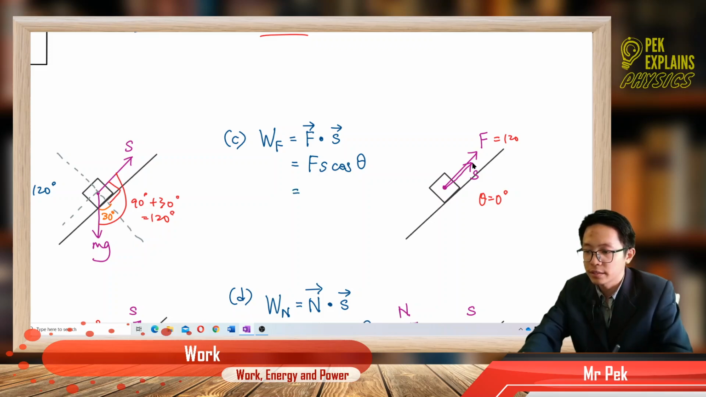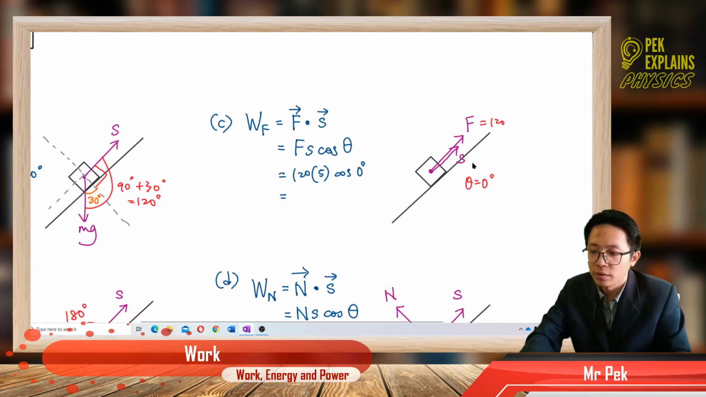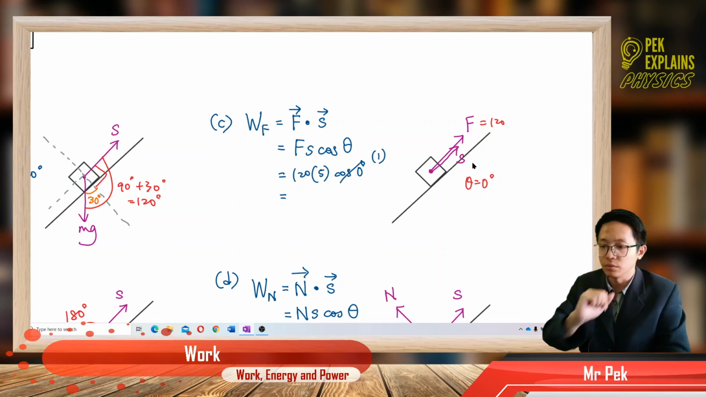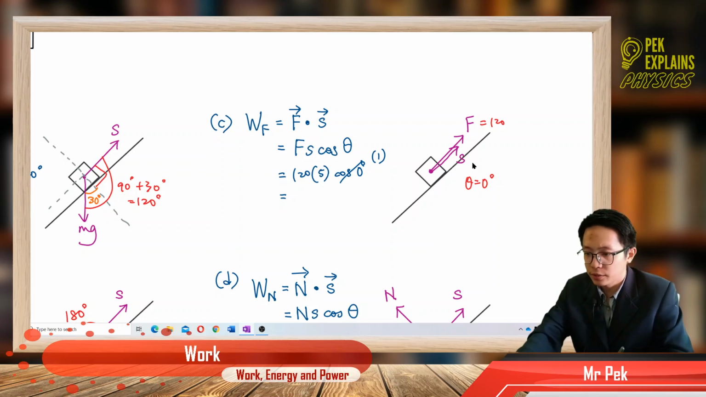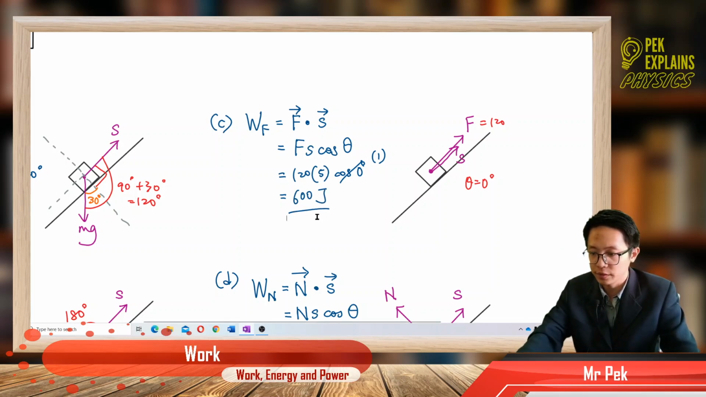So now let's substitute. We have the force 120 Newton, displacement 5 meter, cos 0 degree. Cos 0 is equal to 1. So after we multiply, we get 600 joule for work done by external force.